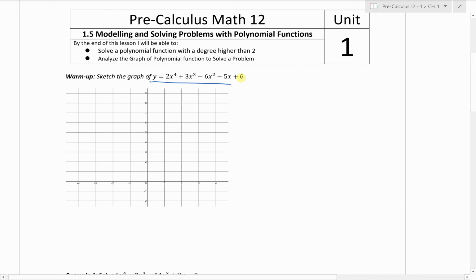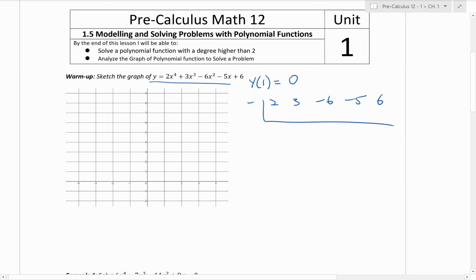So we look at the factors of the constant divided by the factors of the leading coefficient. And I always try 1 first, regardless of the question. And I know if I plug in 1, this will actually give me a 0, which means I can do a long division. So that's 2, 3, -6, -5, and 6.